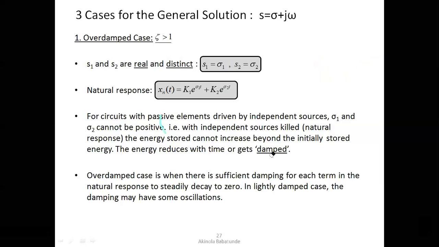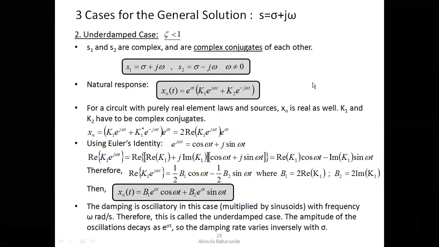They are theories that you just need to be able to buttress what we're talking about. Then we have a second case, the underdamped case. In the underdamped case, it simply means zeta is less than 1. And don't forget, I told you, when zeta is less than 1, we are talking about the underdamped situation.